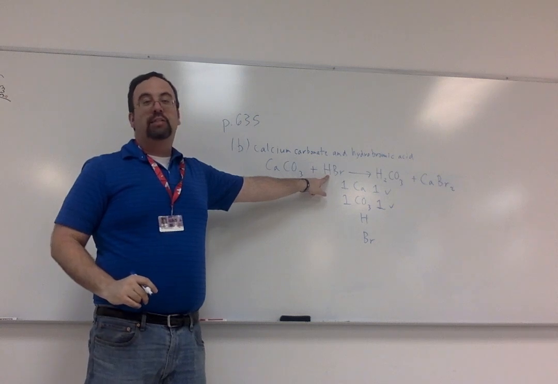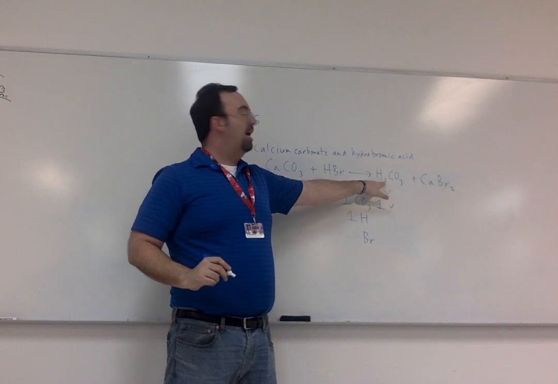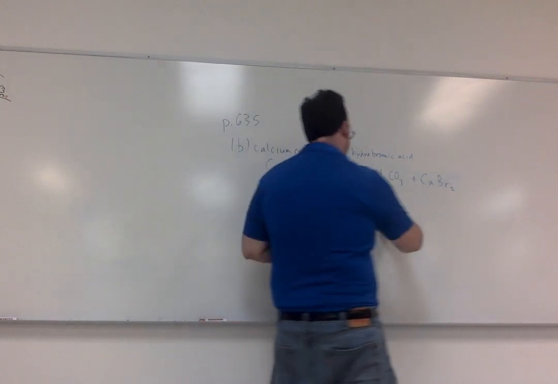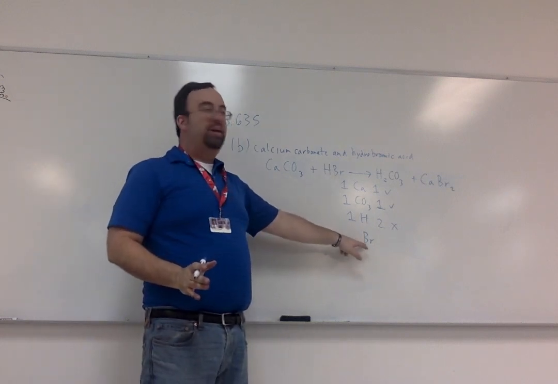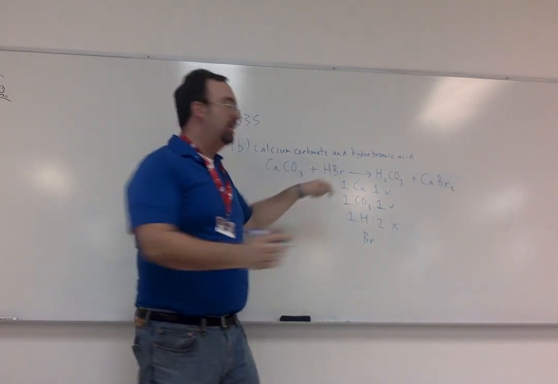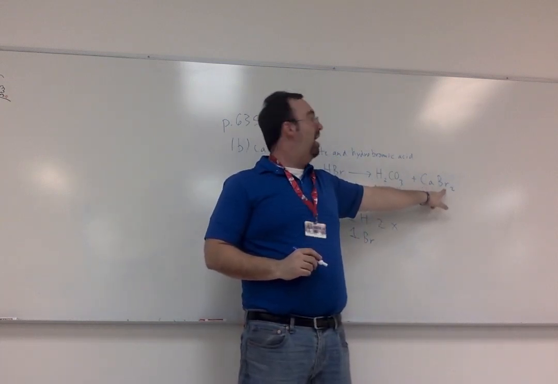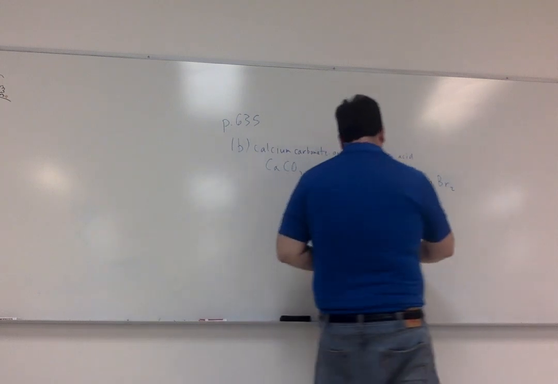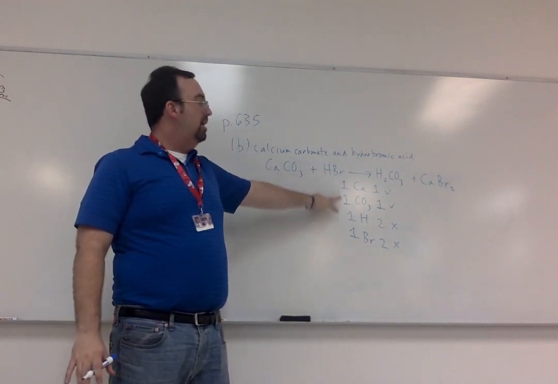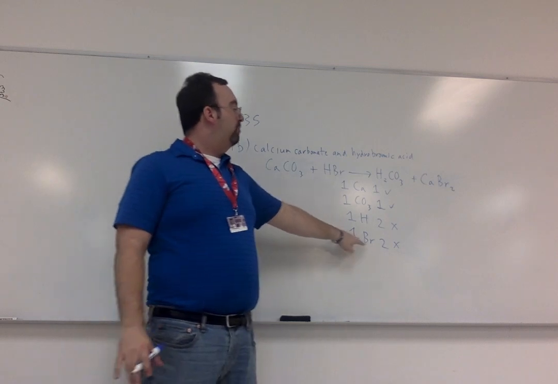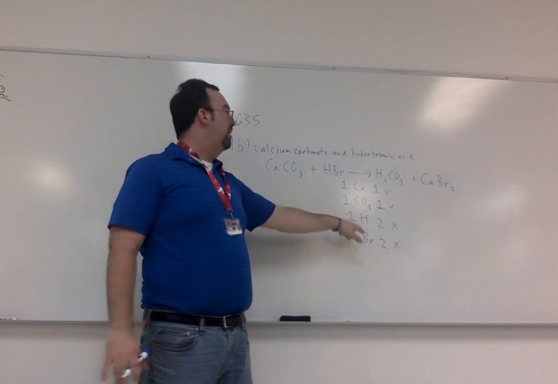Hydrogen, on the reactant side, I have just one. On the product side, however, I have two. So those aren't matching up yet. Br, bromine, I have one on the reactant side. Over here on the product side, I have two. All right. Notice that the calcium and the carbonate balance out. The hydrogen and bromine do not. However, notice that they are both half of what they are on the reactant side and on the product side.